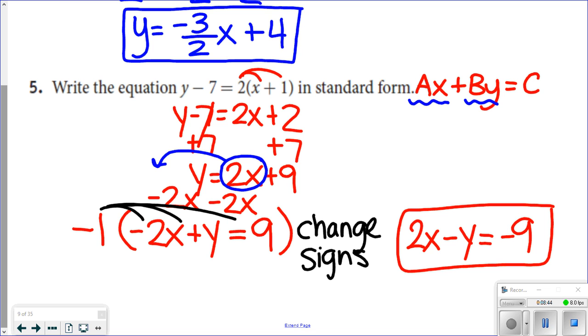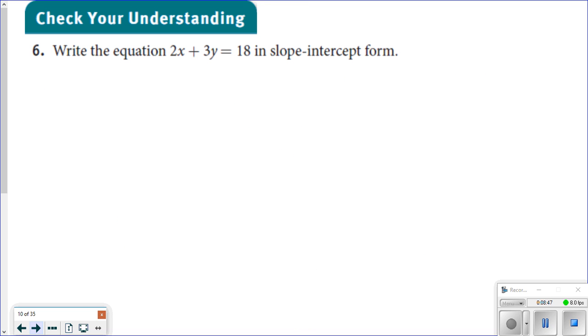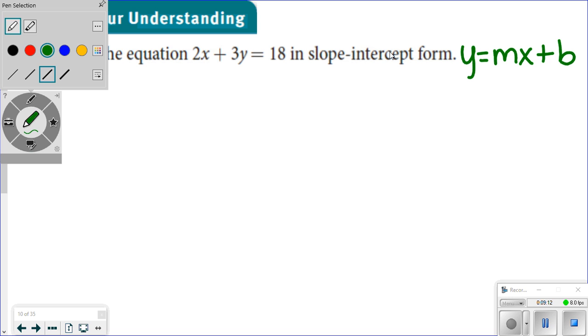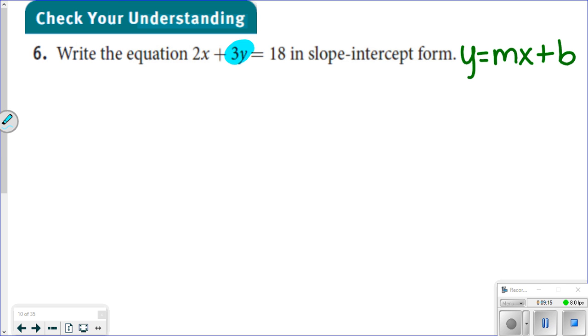Question 6. Let's write this in the My Notes section of our book because we don't have enough room to work in the Check Your Understanding box. Currently, this is in standard form. It looks like ax plus by equals c. A is 2, b is 3, c is 18. And we're going to convert this into slope-intercept form, which means solve for y. So I want to get this 3y alone. So write that out in the My Notes section of your book, and then we're going to walk through this question together.